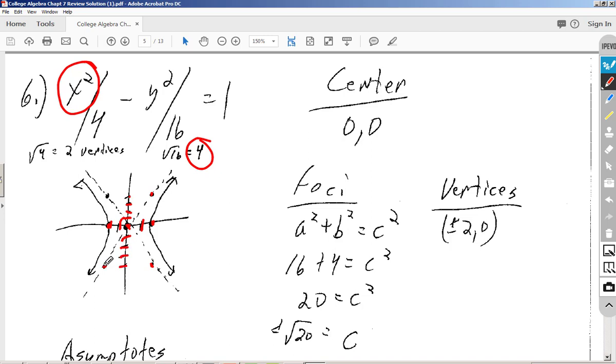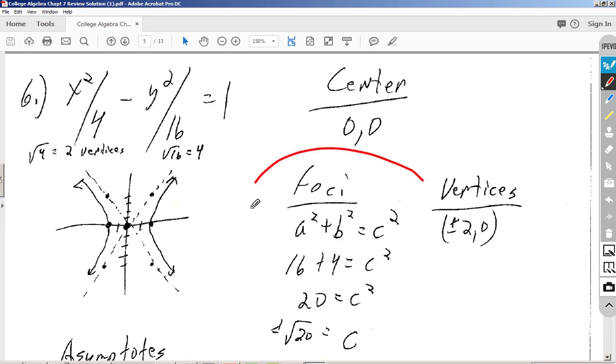asymptotes. Now that I've done that, you can draw in your asymptotes and then go ahead and draw in your hyperbola. So that's what your hyperbola is going to look like. Now I just need to go ahead and find the foci.